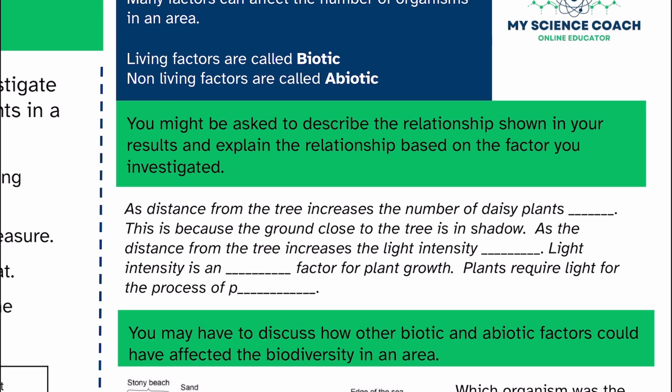I've just put a sample explanation here because you might be asked to explain a reason. As the distance from the tree increases, the number of daisy plants increases. This is because the ground close to the tree is in shadow. As the distance from the tree increases, the light intensity increases. Light intensity is an abiotic factor for plant growth. Plants require light for the process of photosynthesis. So that's our explanation of it.